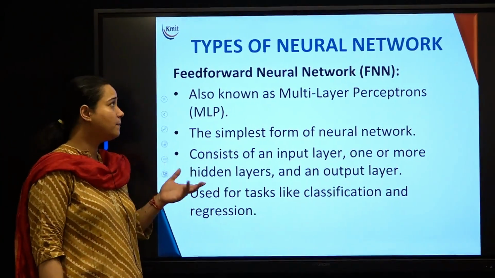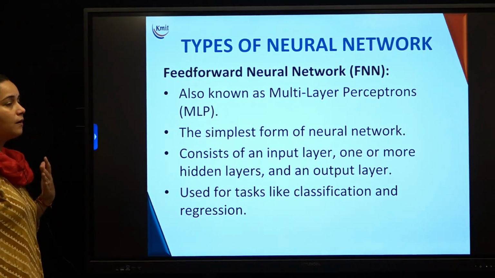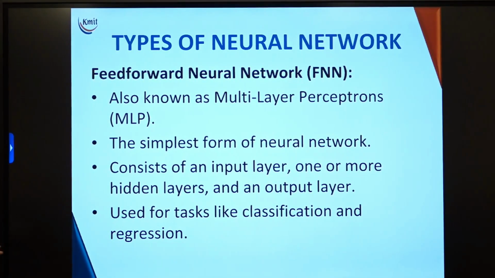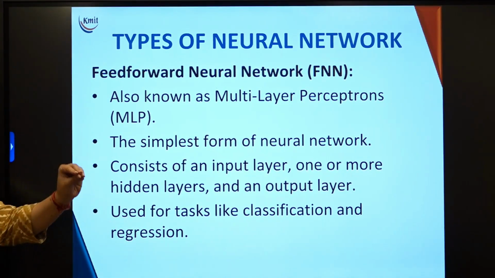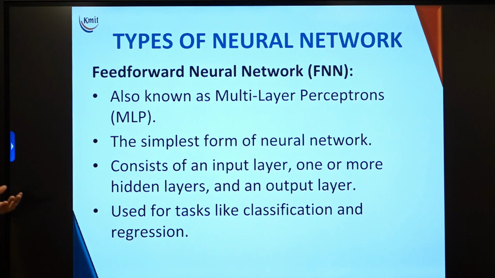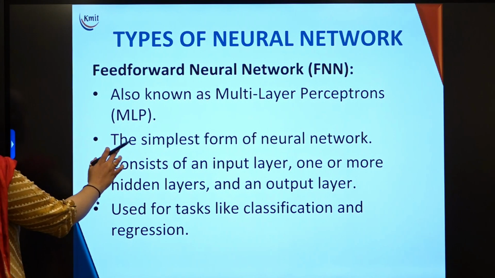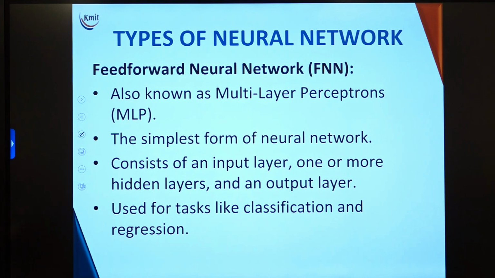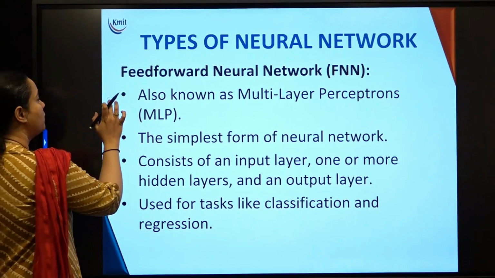The very first and the simplest being feed-forward neural network, which we already saw till now. The feed-forward network is very simple, your multi-layer perceptron model. It's the simplest form of neural network. It consists of an input layer, one or more hidden layers, and then an output layer. And definitely it is used for simpler tasks like classification and regression. I already explained everything regarding the feed-forward network, how it is built. So that's it about the feed-forward neural network.